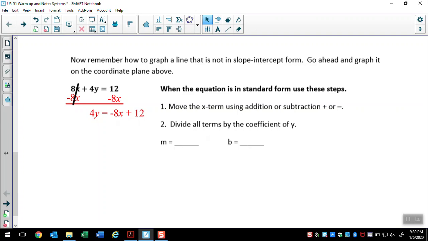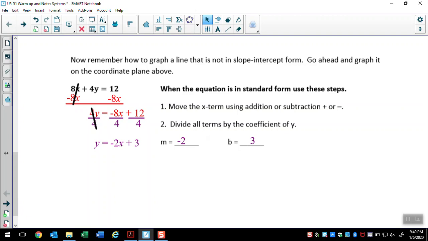Alright, so now we need to isolate the y, so we're going to divide all the terms by the coefficient of y. So divide by 4. And when we do that, that cancels those out, and now we can do our division. We are left with the equation y equals negative 2x plus 3. Now we have the equation in slope-intercept form, so we can identify our slope, which is negative 2, and our y-intercept, which is 3.